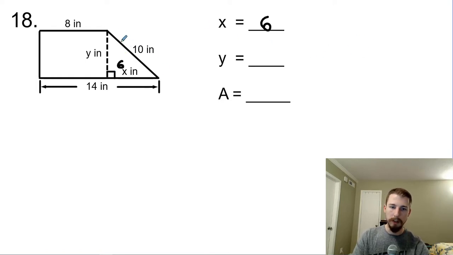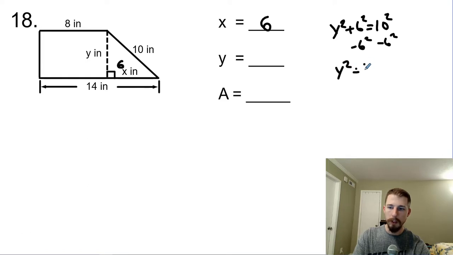Remember, 10 is going to be our hypotenuse, so these are our legs. So I'm going to say that we have y squared plus 6 squared is equal to 10 squared. So just a Pythagorean theorem. First thing I got to do is get the y by itself. So I need to subtract the 6 squared from both sides. When we're left, we have y squared is equal to 10 squared minus 6 squared.